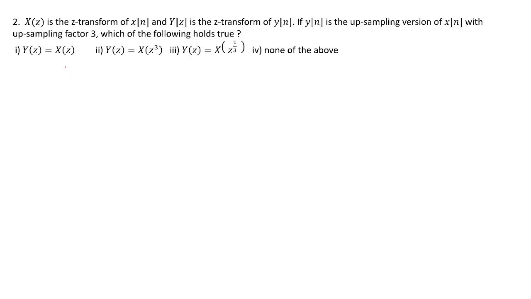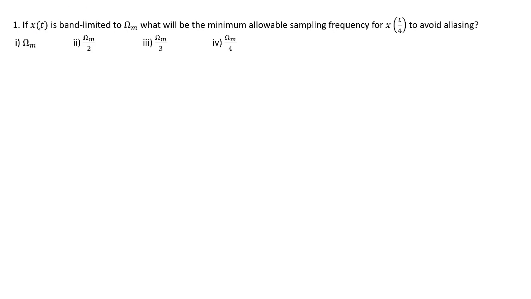So today our first problem is, a continuous time signal x(t) is band limited to omega m. So what would be the minimum allowable sampling frequency for x(t/4) to avoid aliasing? So let us note down the information. First, x(t) is a continuous time signal. CT means continuous time. So let me draw the spectrum of x(t), which is denoted by Xc of j omega.